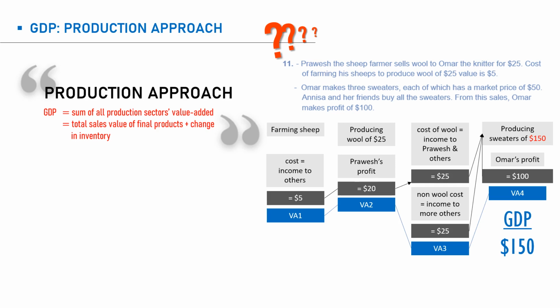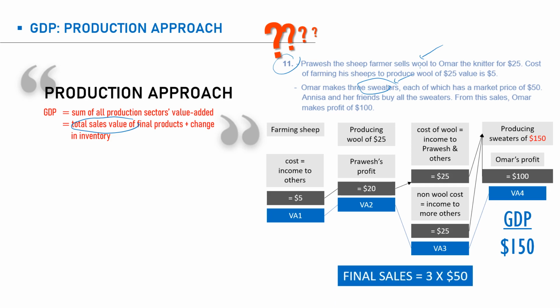Another thing that we can do when using the production approach to calculate GDP is, instead of summing the value added, we can also find the total sales value of final products. In this problem, it's quite easy to identify. For sure, wool is not a final product, but the three sweaters here are the final products because they are consumed as final use by Anissa and her friends. So we just have to calculate the value of these three sweater sales, which is three sweaters multiplied by the market price of the sweaters. So final sales is 3 times $50, and it results in exactly the same amount of GDP.